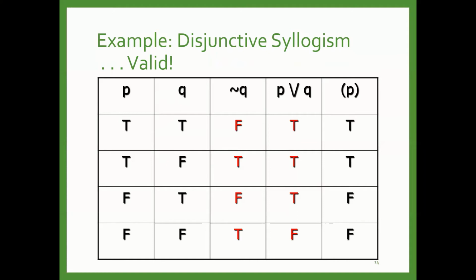Let's think this through and make sure that we see how it's valid. We want to look for any cases where all the premises are true. In red, we have the premises. The only case in which the premises are both true is in that second row, and that's a case where the conclusion is also true, and so we have a valid deductive argument. The disjunctive syllogism is a valid argument form.